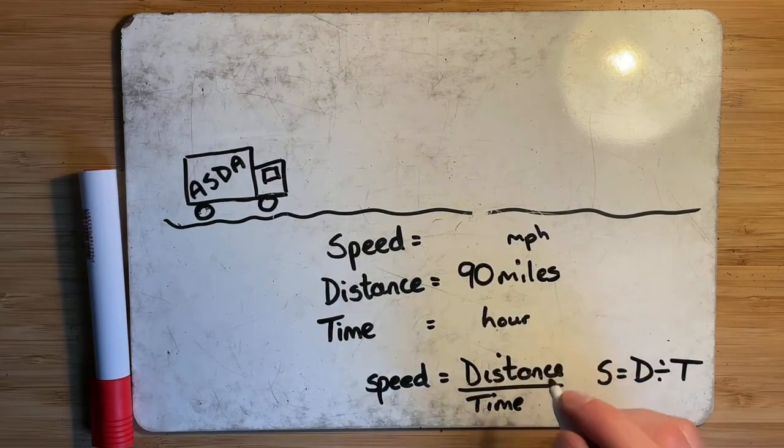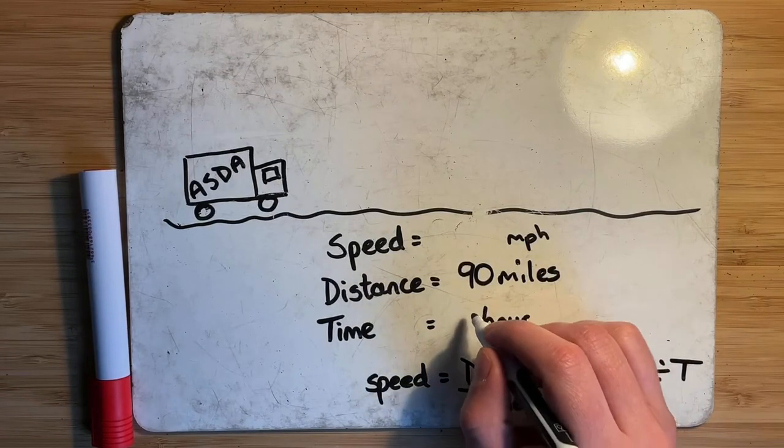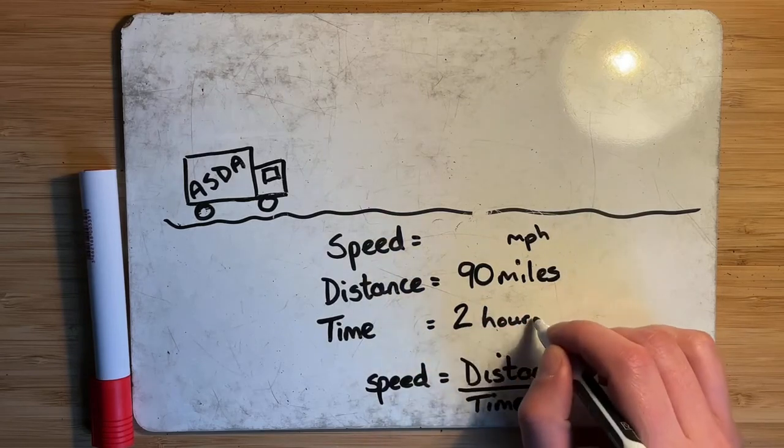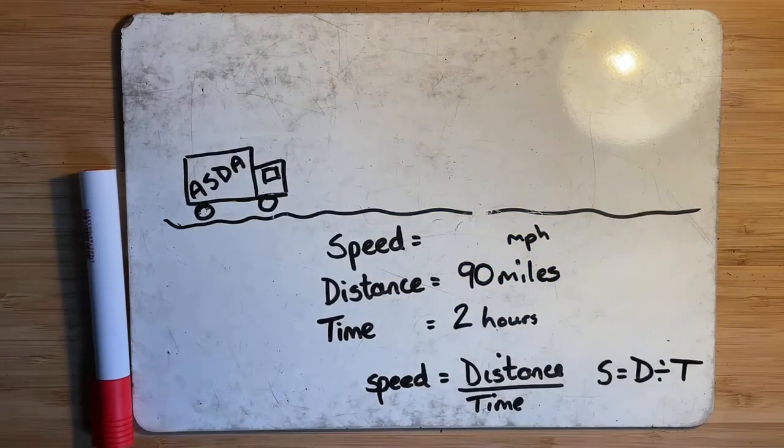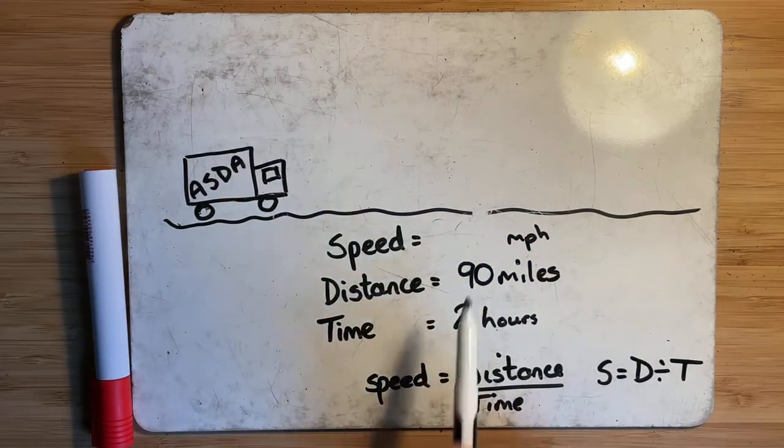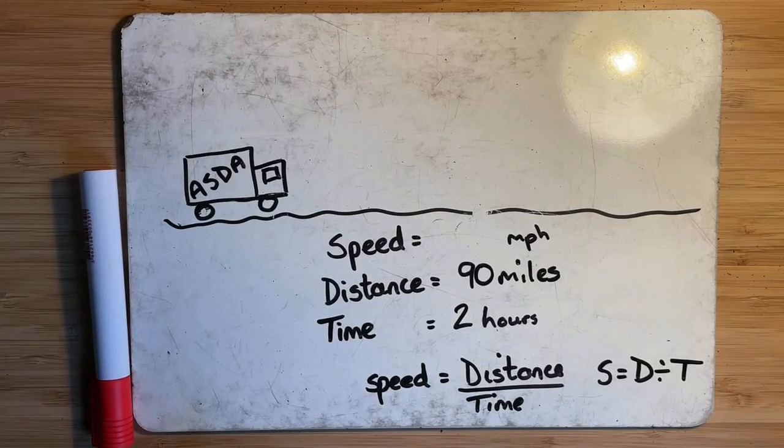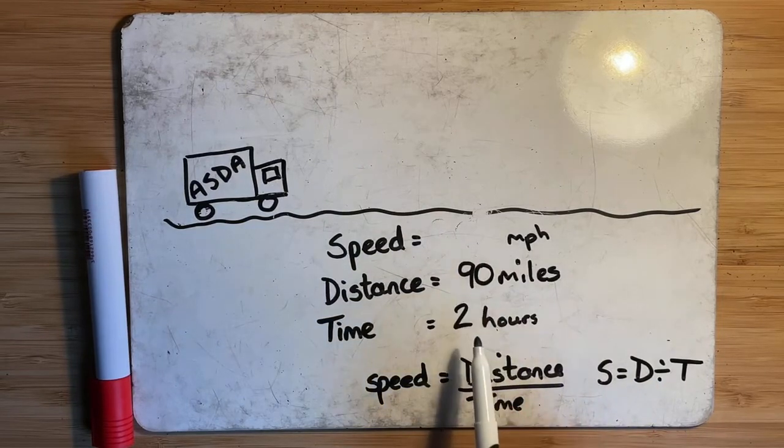Let's say in fact it took him 2 hours to get up to Dundee. So it took him 2 hours to go 90 miles this time. Again, I can just look at the sum that I need to use. So speed equals distance divided by time. The distance is 90, divide that by the time, which is 2.